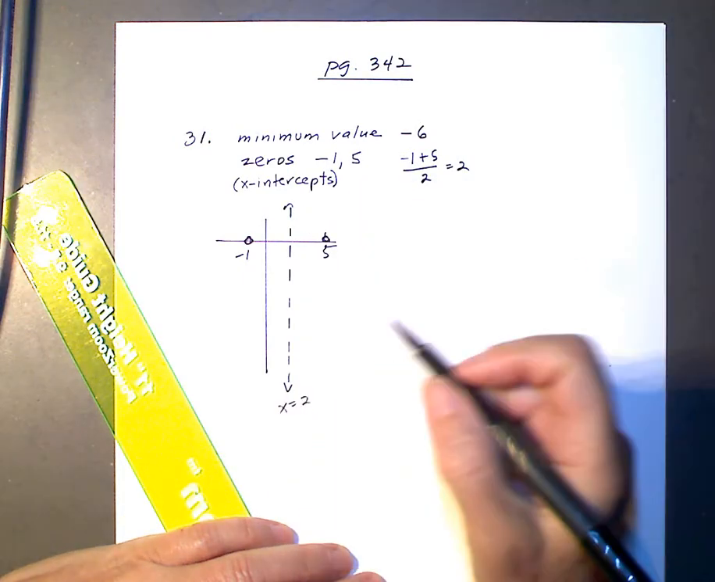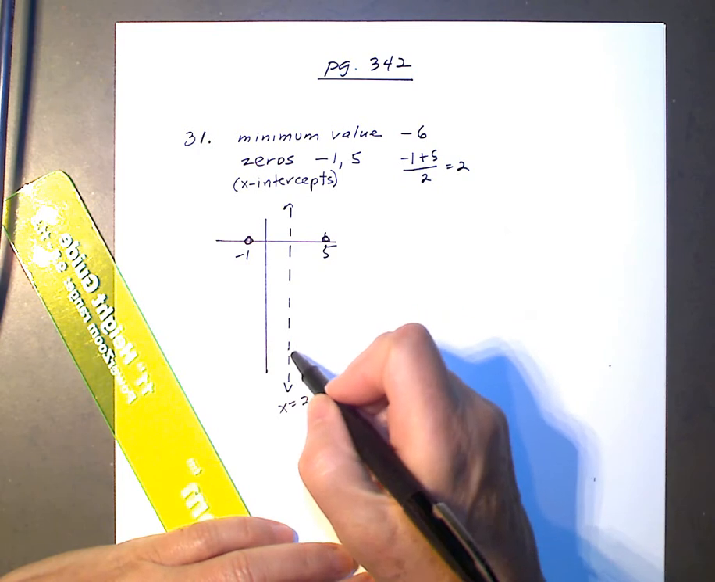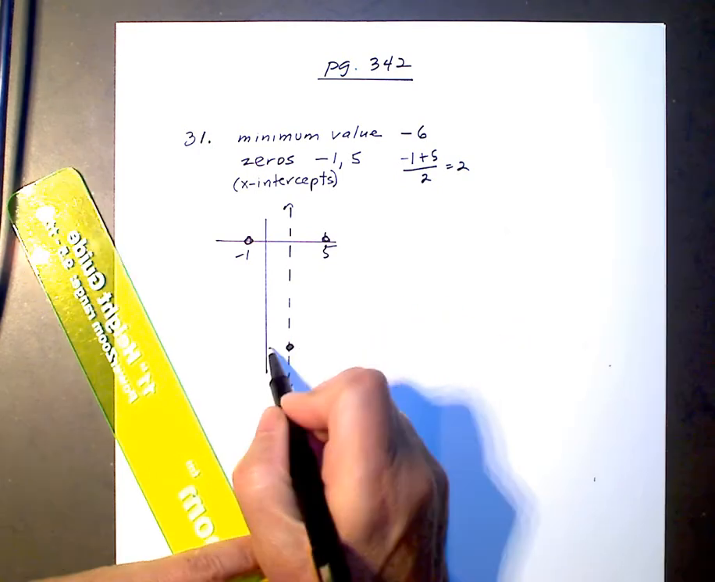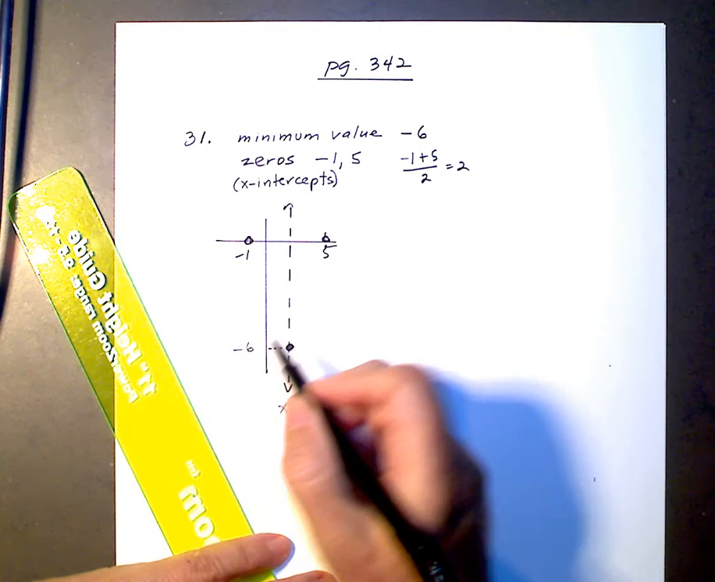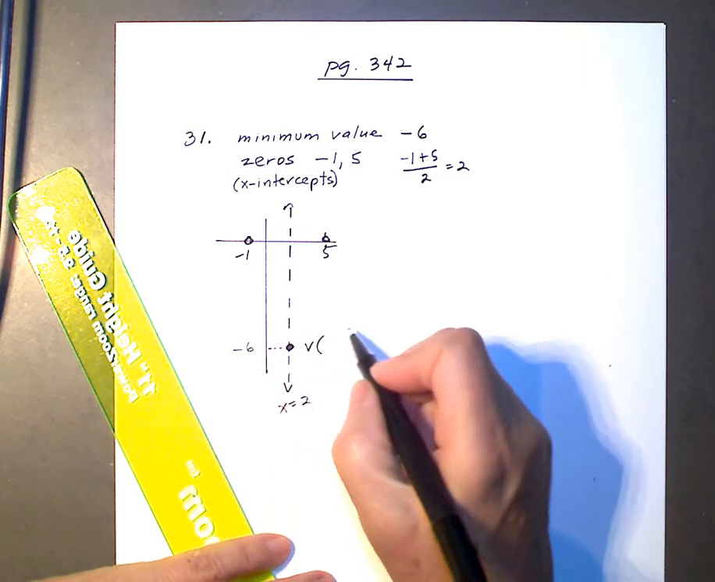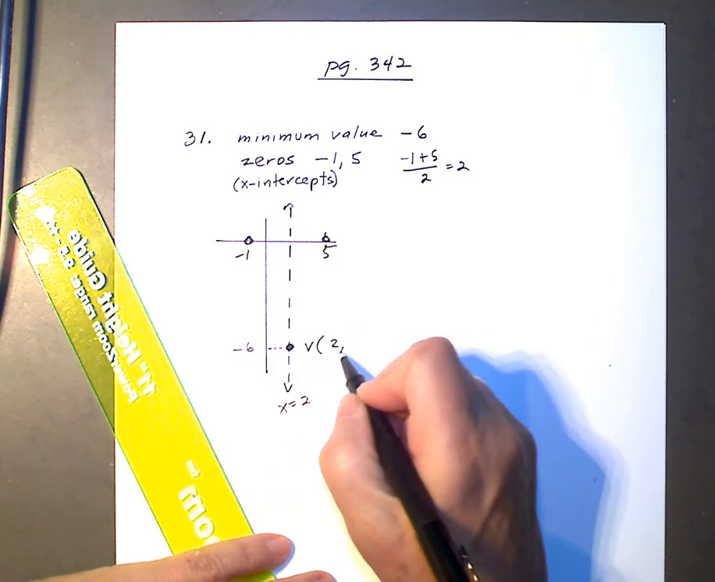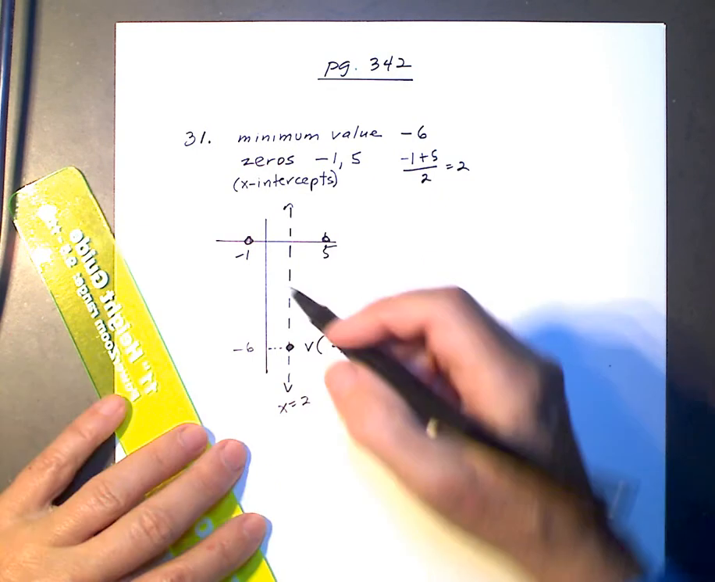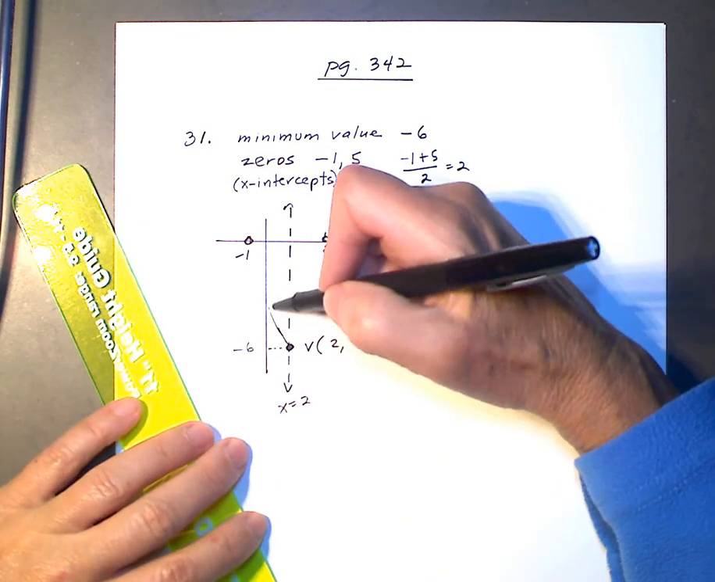And my minimum value of -6 puts me down here, so my vertex has coordinates of (2, -6). So my parabola is going to open up like about so.